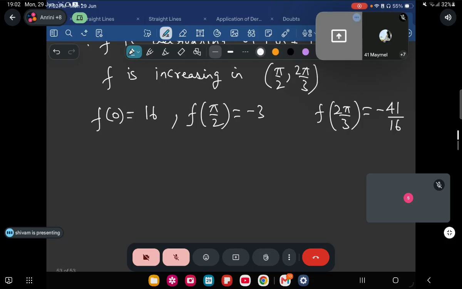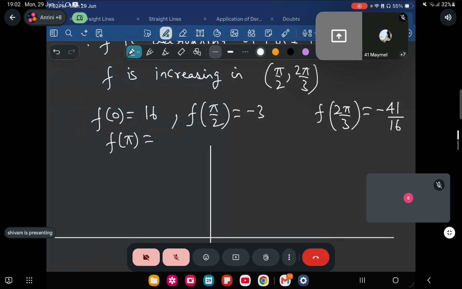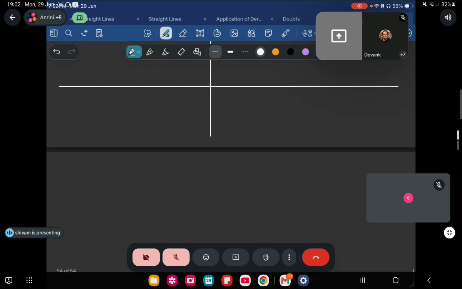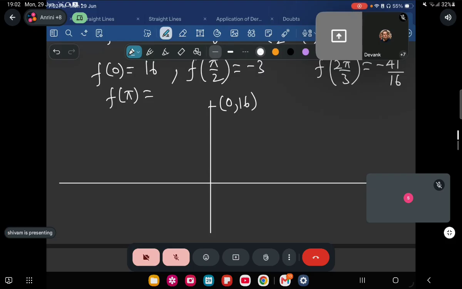Okay, so let us draw the graph. The graph will look somewhat like this, right? Tell me, everyone. And what is f of pi? Devang, you tell me what is f of pi? How much did you get, Devang? Sir, minus 4. Same answer. So see, this is how the graph is going to look, everyone. Are people getting it?